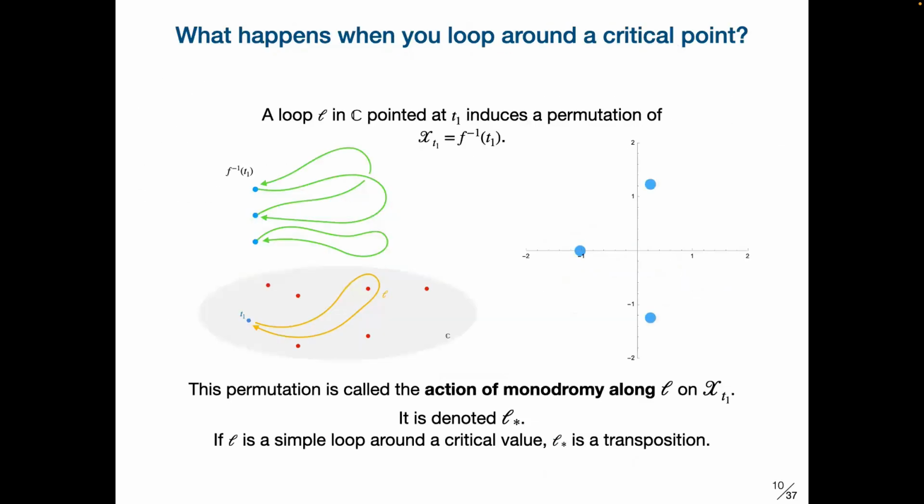So what happens now when you consider loops? Well, the same thing happens. You take a loop that's pointed at a base point at T1. You have these three points here, and as you move the parameter downstairs, the three points in the fiber are also going to move. In particular, any point in the fiber is going to be mapped onto another point in the fiber, but not necessarily the same. In particular, you're going to get a permutation induced by the deformation of this loop, and this permutation is what you call the action of monodromy on the fiber.